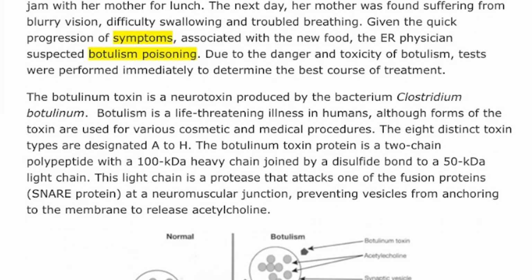quote unquote snare proteins at a neuromuscular junction, preventing vesicles from anchoring to the membrane to release acetylcholine. So now we're starting to get into some more cellular level stuff, some more mechanistic stuff. So the first thing that I see, okay, we're continuing along this idea of botulism. We're introduced to this toxin, understandable. I'm going to highlight neurotoxin. This might tell me a little bit about what systems are involved, maybe some questions about the brain.